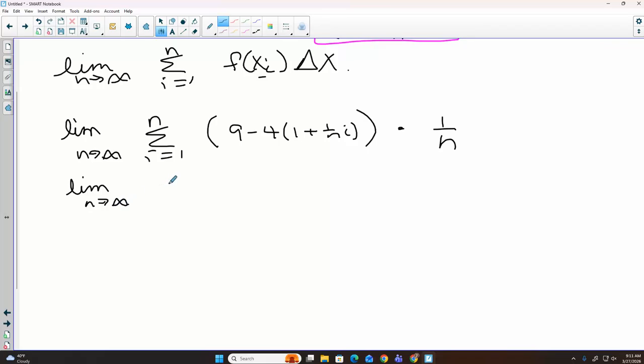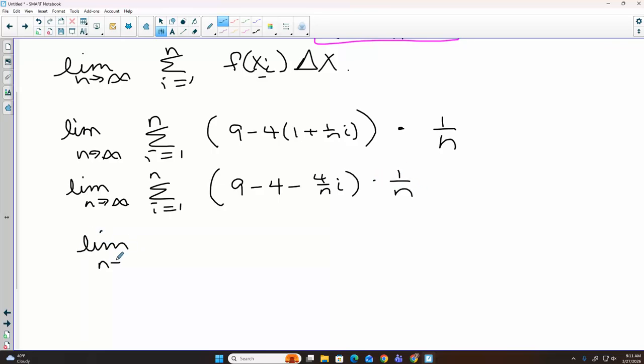The hardest part about these is really just the algebra. Now we just have to carefully multiply things out so we don't make mistakes. So that would be a minus 4 over n I. Okay, 9 minus 4 is 5. Can I distribute my 1 over n with that? So it would give me a 5 over n minus 4 over n I times 1 over n would be 4 over n squared I.